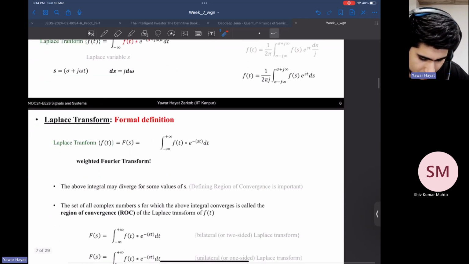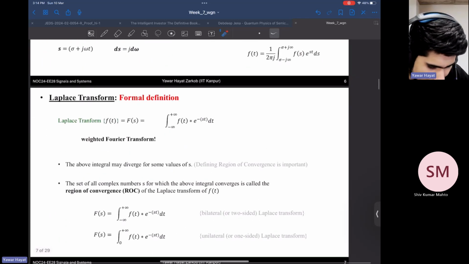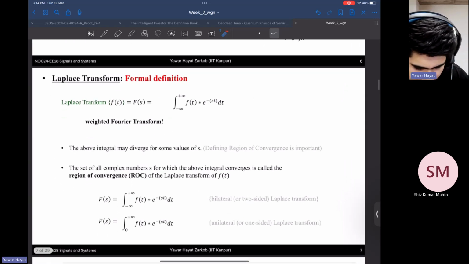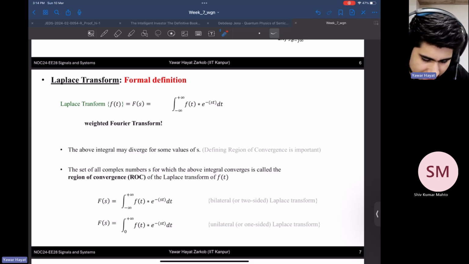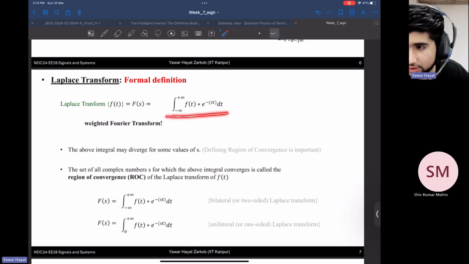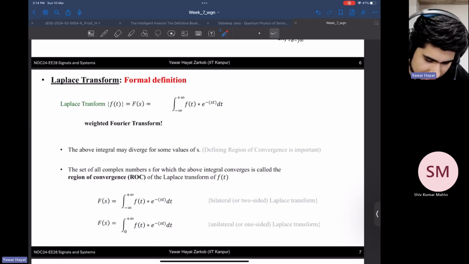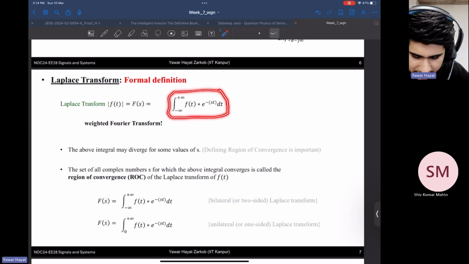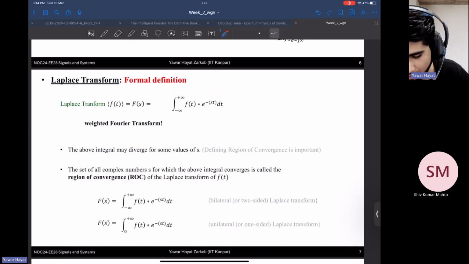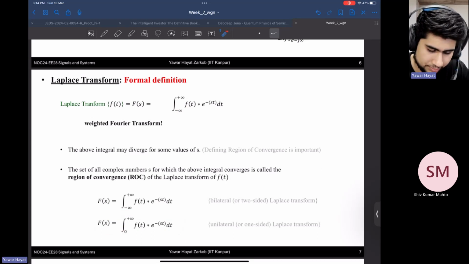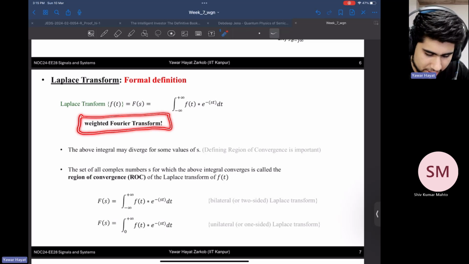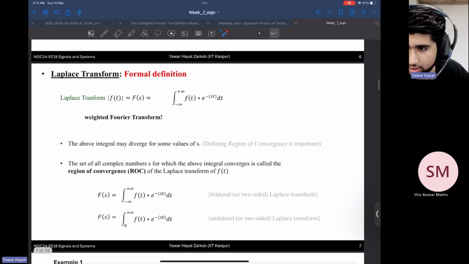Okay, so let's summarize what we derived. The Laplace transform of f of t is capital F of s, and this is the definition. Remember, this is how we define the bilateral Laplace transform. A unilateral or one-sided Laplace transform also exists, and there this lower limit is different, right? So in a nutshell, you can think of it as a weighted Fourier transform.